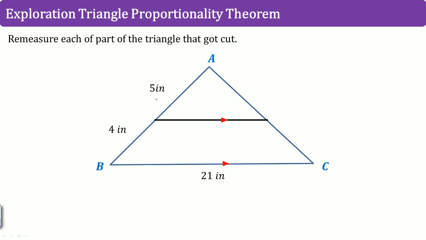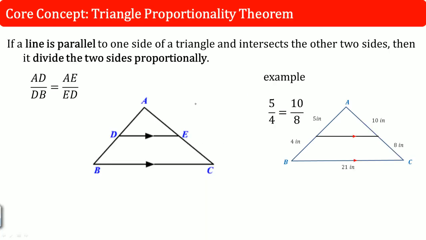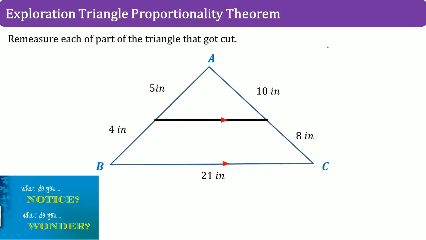The left side became 5, which is the top part, and 4 on the bottom, because remember, this was a total of 9. On the right, it's 10 on top and 8 on the bottom, because remember, this made 18. What do you notice and what do you wonder about this relationship? Look at the sides and see what you can determine.